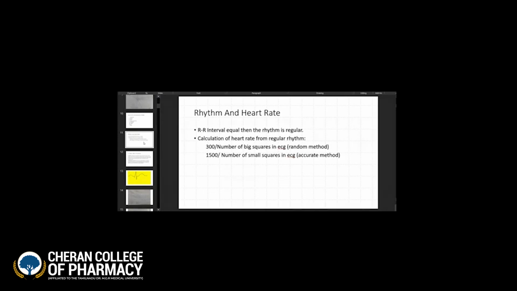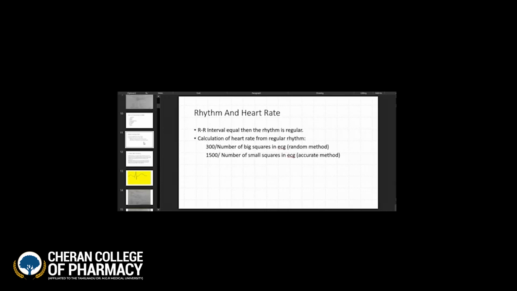There are two methods, random and accurate. Both are correct, but always go for the accurate method. Why? Because it is a little bit time consuming, but gives an accurate result, as the name also suggests. The random method is also good, but always follow the accurate method, because random might sometimes not give the specific answer, right? So the thing is how to do heart rate calculation with the accurate method.